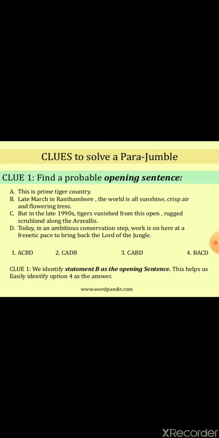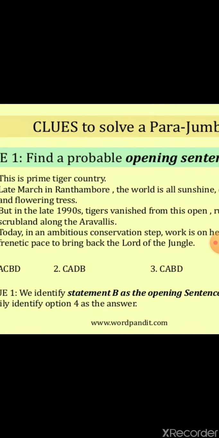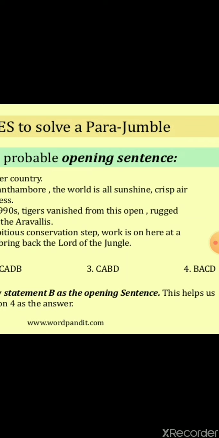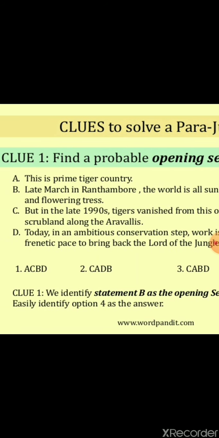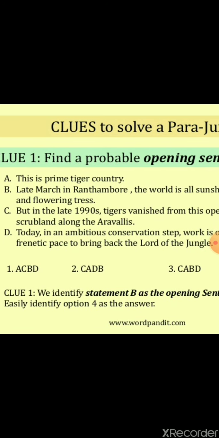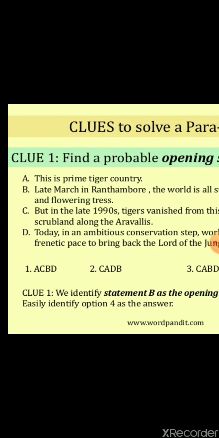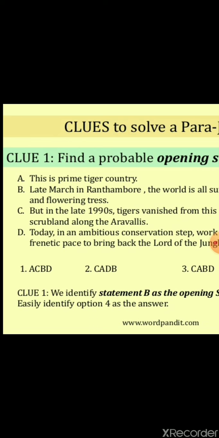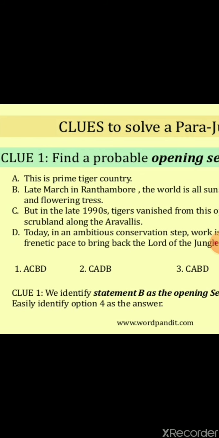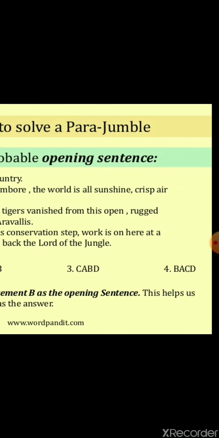Now it is very simple to understand that A is not our opening statement. So which statement is our opening? That is B. Look at that: Late March in Ranthambore, the world is all sunshine, crisp air and flowering trees. So we identify statement B as the opening statement. This helps us to easily identify option 4 as the answer, meaning the sequence in which B is coming first will be your correct option. So, fourth is your answer.